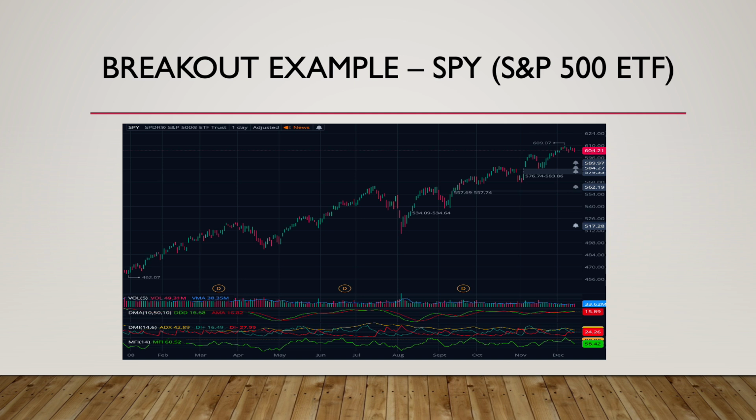Breakout example, SPY, S&P 500 ETF. The SPY example shows a breakout above resistance with volume rising. Notice how the DMI and DMA moves, confirming a bullish trend. The MFI also spiked above 80, indicating strong momentum and buying pressure.